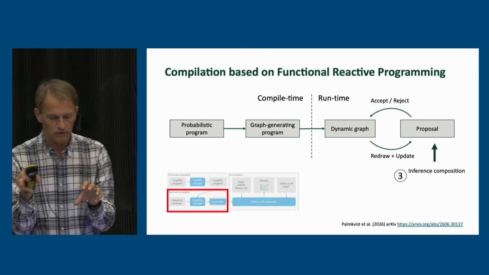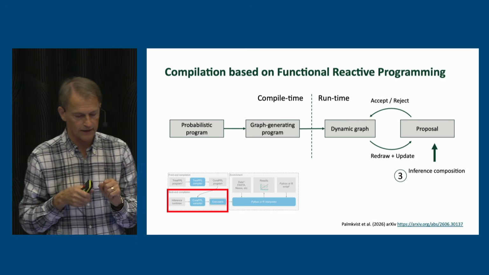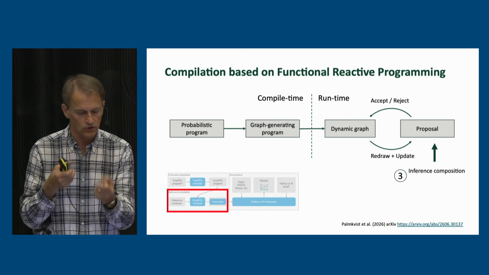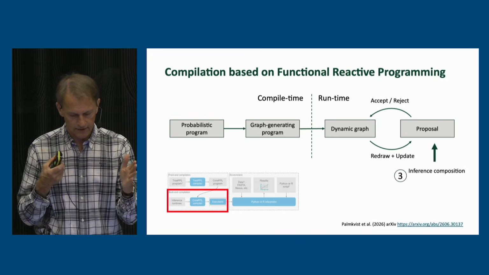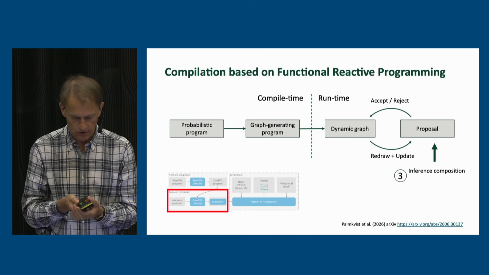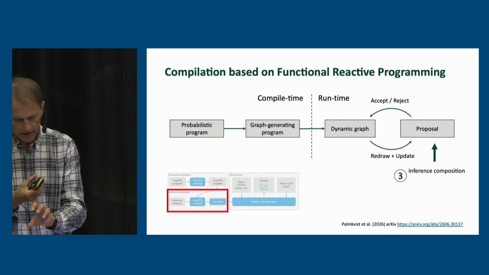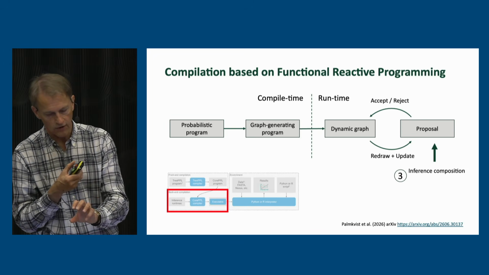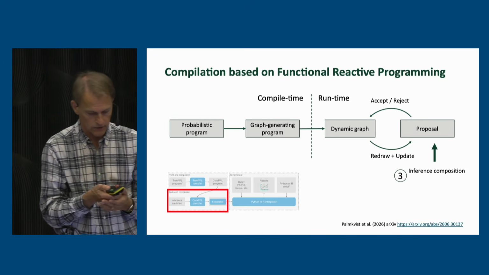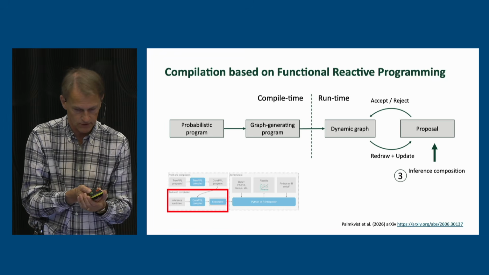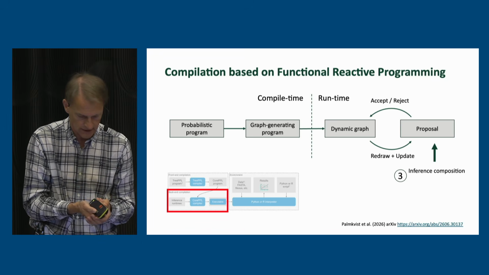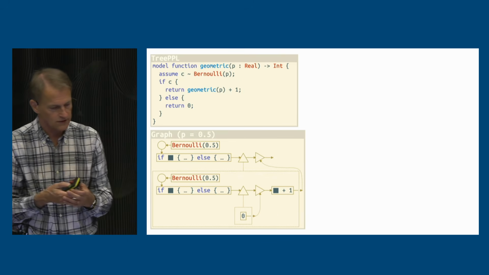And then we can do the accept-reject, and the dynamic graph object knows how to redraw itself in response to what happens in the accept-reject step. And then we started working on a layer where the user can compose inference by affecting the proposals in this type of context.